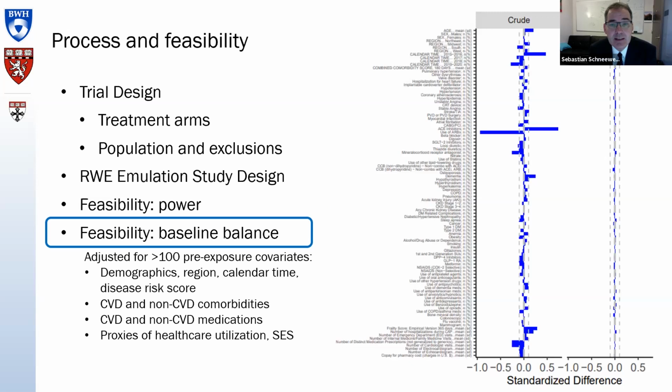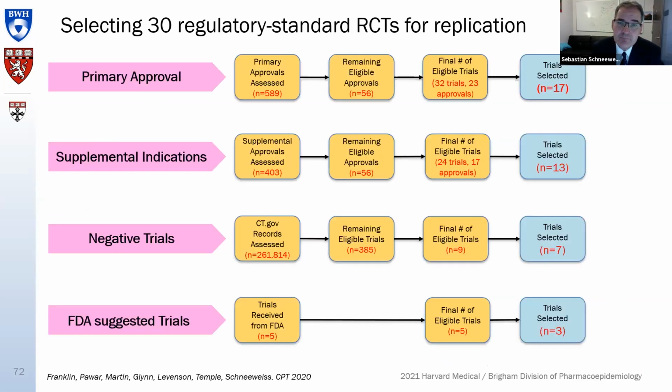And then we have a feasibility analysis about the balance in the pre-exposure variables that we can achieve. On the right side, you see these blue bars before any adjustment. You see quite some imbalances in some variables, and after propensity score matching, the distributions are much more balanced. If we don't see any residual imbalances, we decided to go forward.